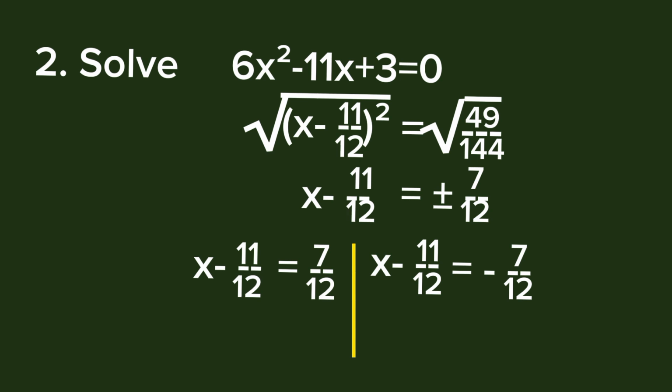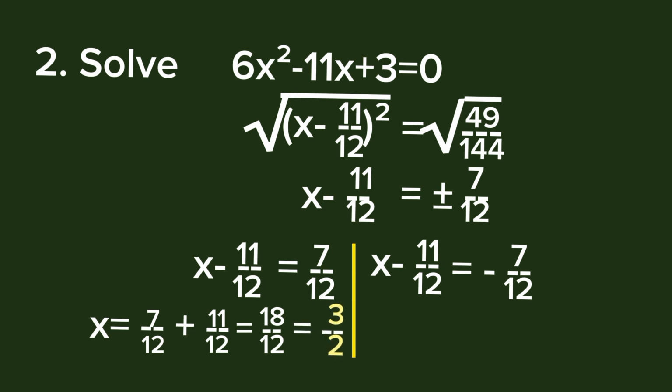For this equation, we transpose negative 11 over 12 to the right. We have x = 7 over 12 + 11 over 12. Adding these two fractions, we have 18 over 12. And reduce this to lowest term, finally 3 over 2.